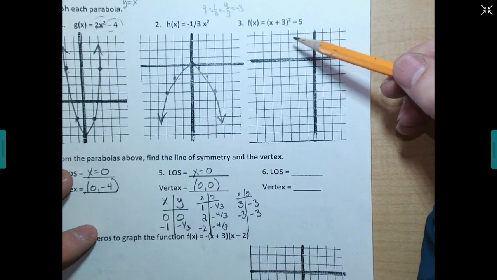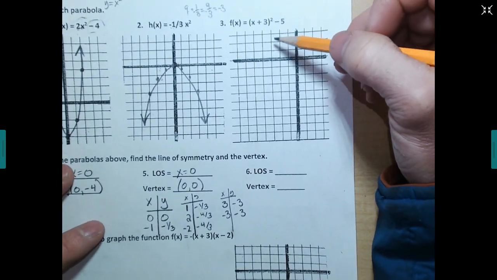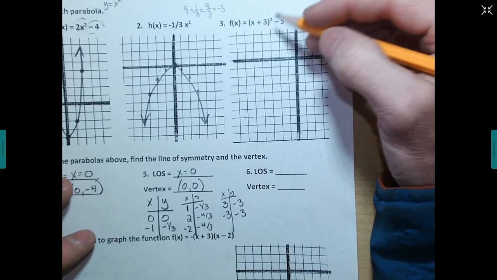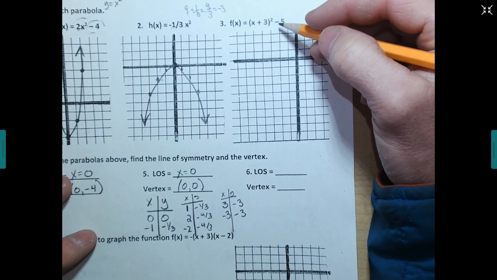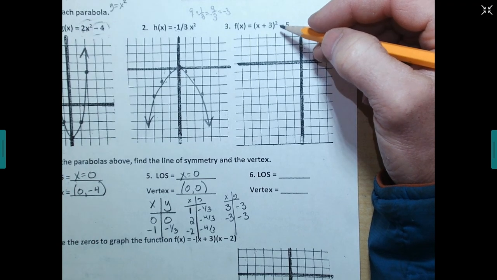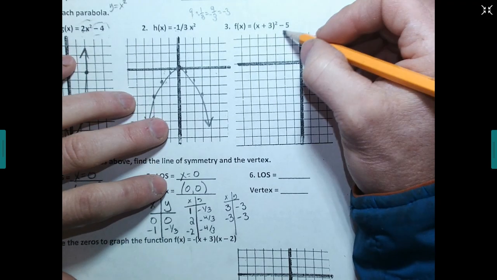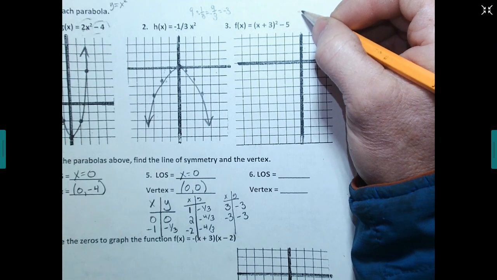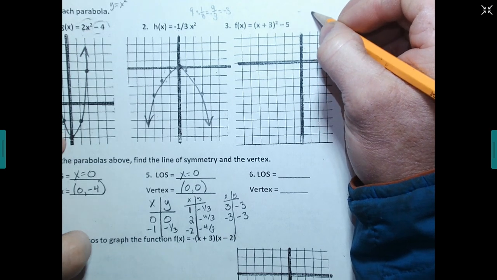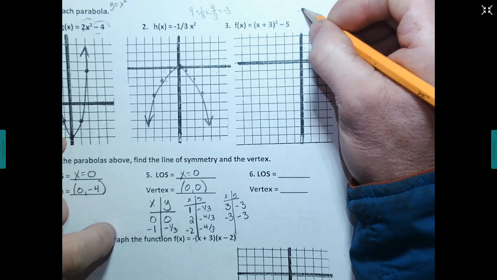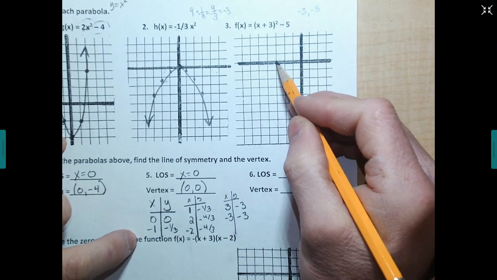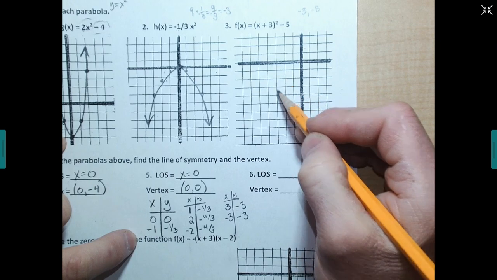All right, now let's look at this one, last one. Oh, look, we have a vertical shift and a horizontal shift. So this is actually written in vertex form. If you recognize it, it's written in vertex form. You don't have to recognize it, but I'm going to go ahead and plot my vertex. Negative 3, 1, 2, 3. Negative 5, 1, 2, 3, 4, 5.